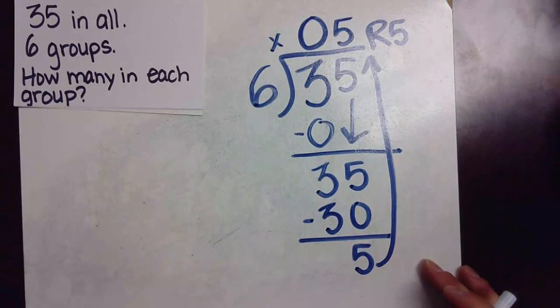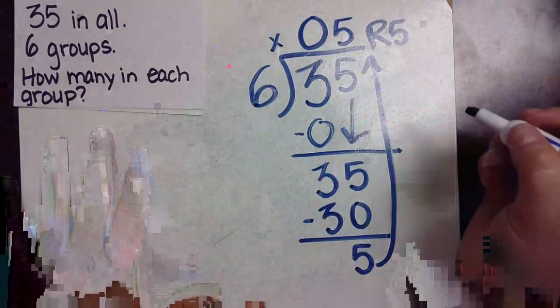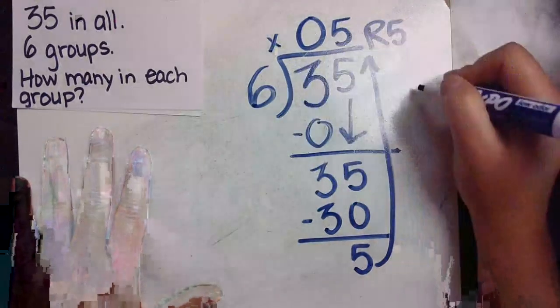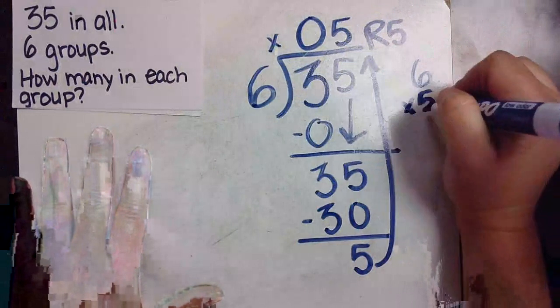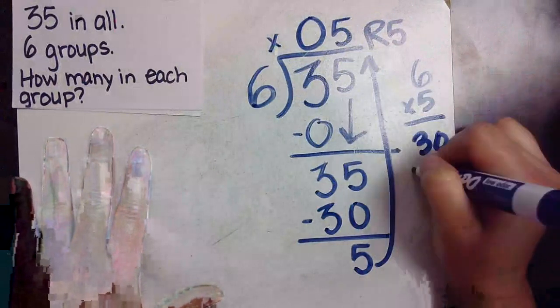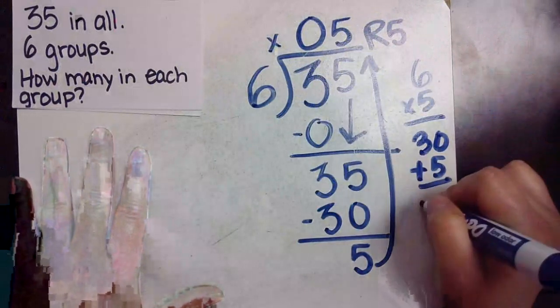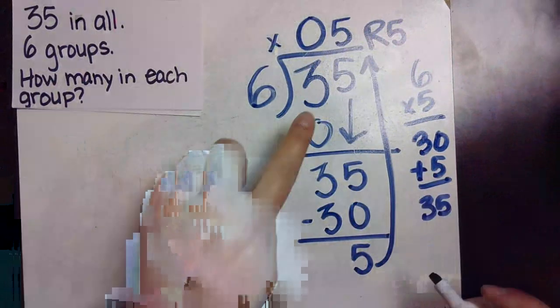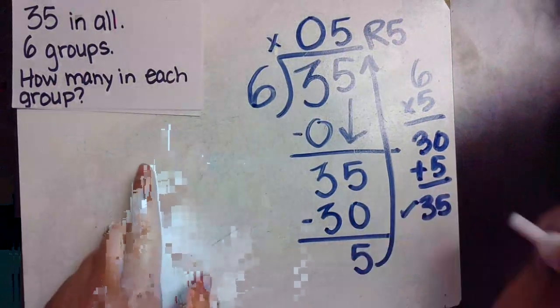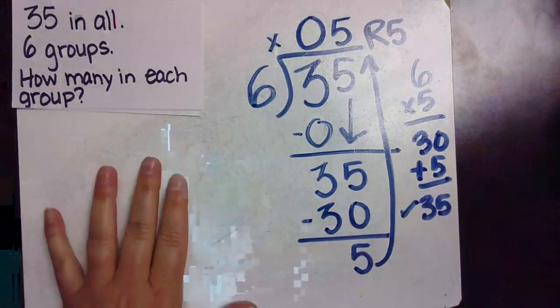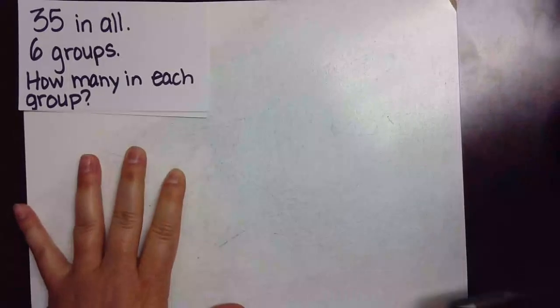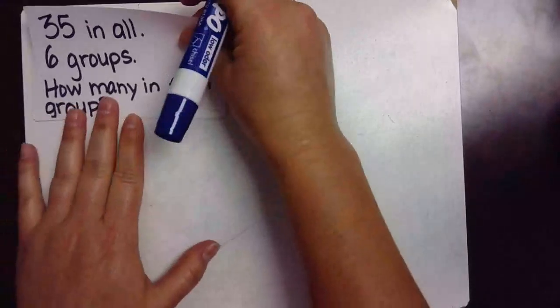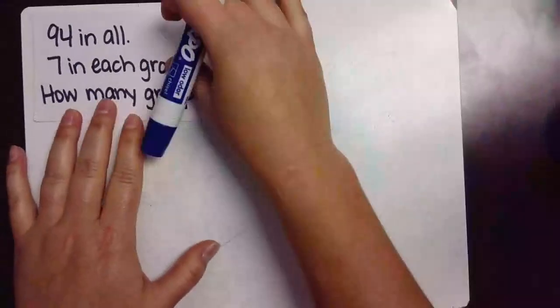Okay, so I am going to check it with multiplication. So I'm going to take 6 times 5. 6 times 5 is 30. Add in your remainder. So that equals 35. And did that equal your dividend? Check. All right, we're doing good. I hope you're following along with me. Hope you're doing your math journal right now with me.